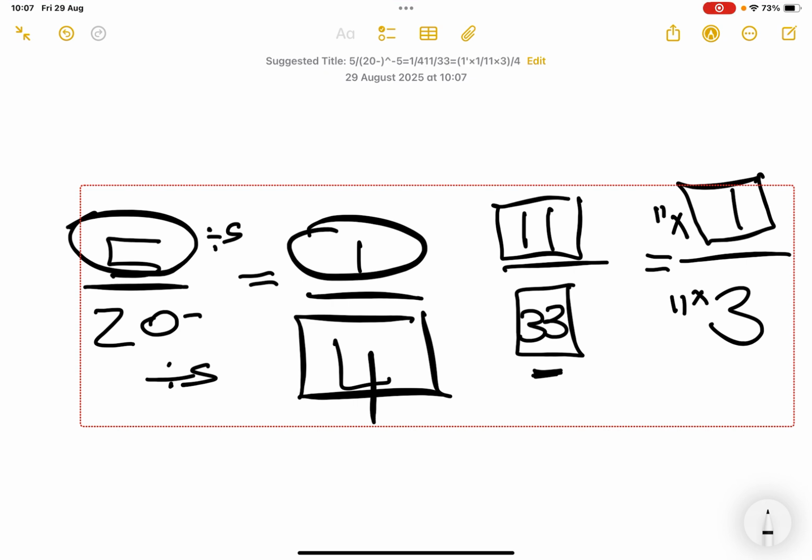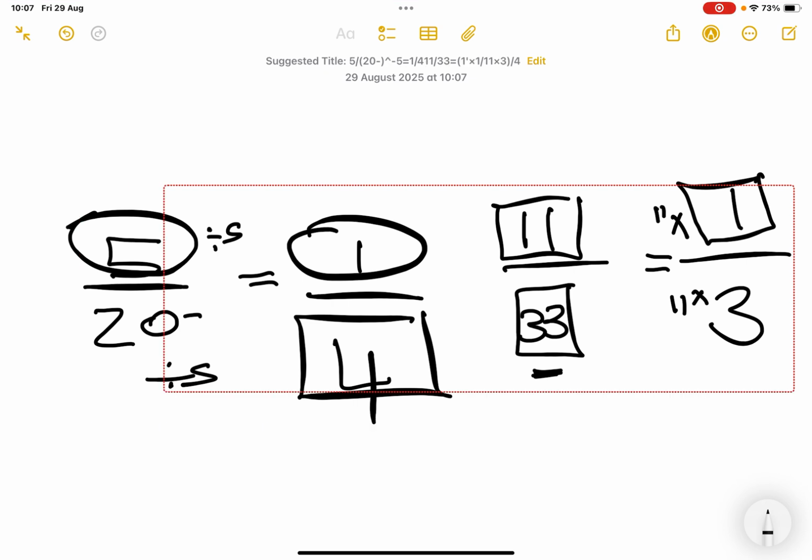Okay, so have fun practicing with your equivalent fractions, girls. Remember to do some examples in your books.